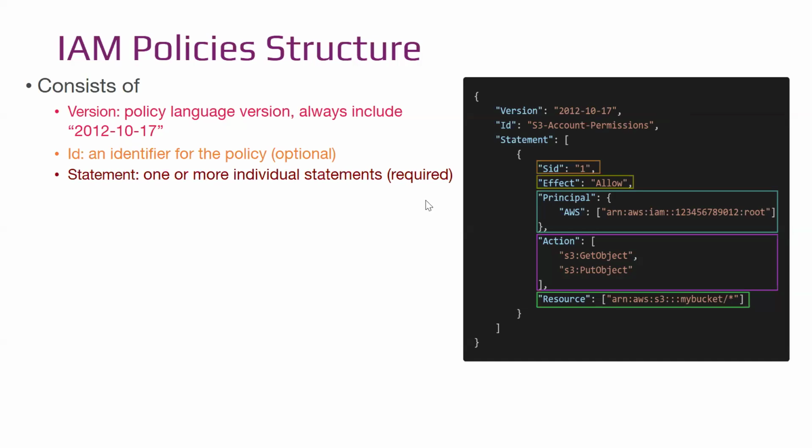Now we have a statement. One or more individual statements are required, right? What is the statement? The statement says what the policy is and to whom we are going to attach it. Everything within this open bracket to close bracket comes under the statement. This statement says whether you want to allow or deny. It contains SID, effect, principal, action, and resource, right?